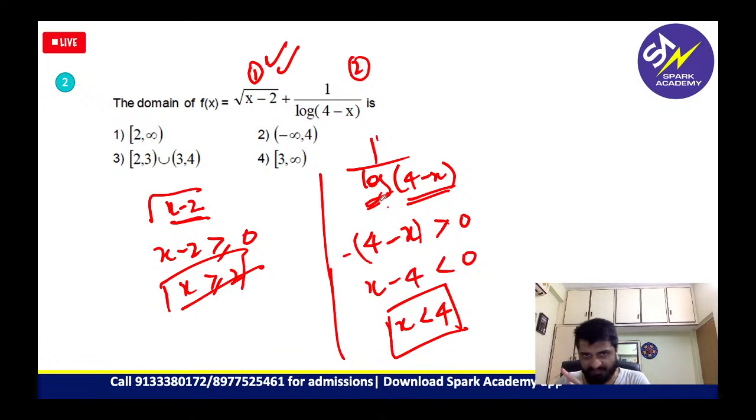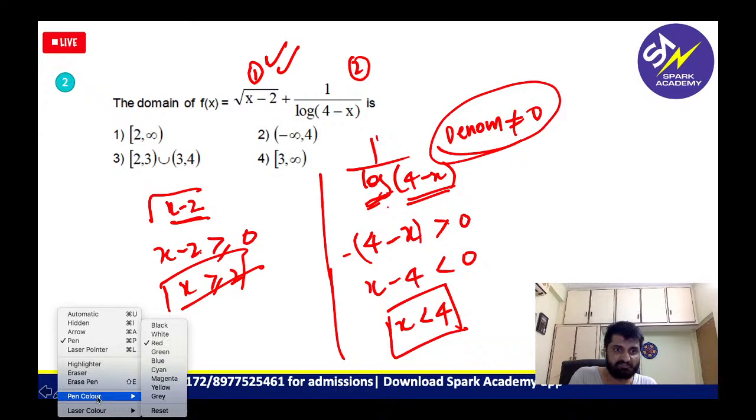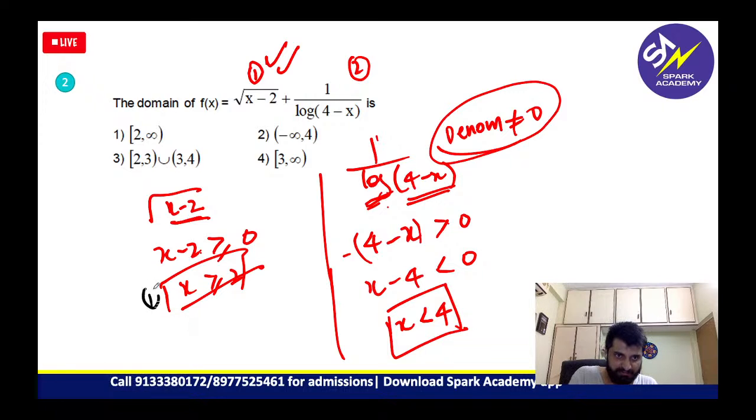So here two functions. Again, this is like square root. We are going back to our basics. X minus 2 should be greater than or equal to 0. So x should be greater than or equal to 2. Then you have 1 by log. 1 by means what? Numerator, denominator. Also, denominator should also not be equal to 0. So these are the three exceptions which we have made. First is x should be greater than or equal to 2. Denominator shouldn't be 0. X should be less than 4. Right? Now how to find out the domain?